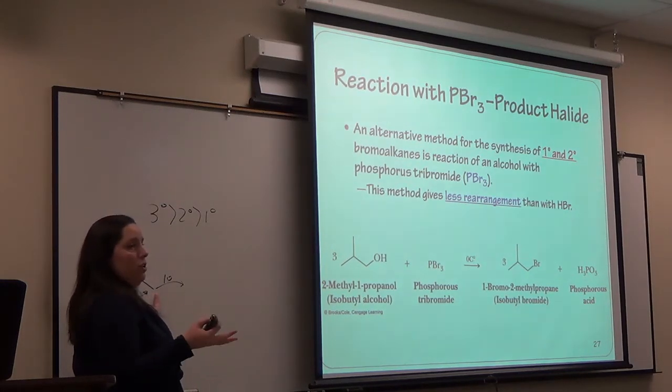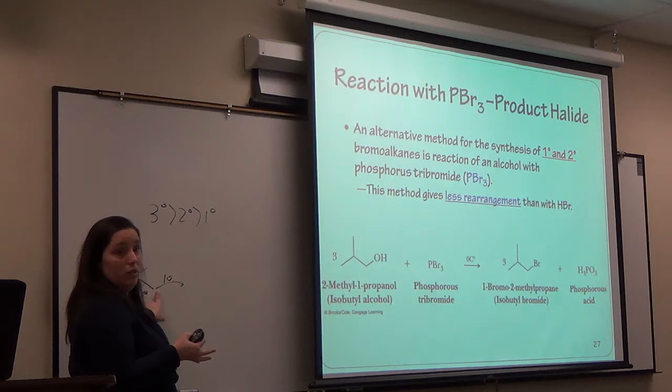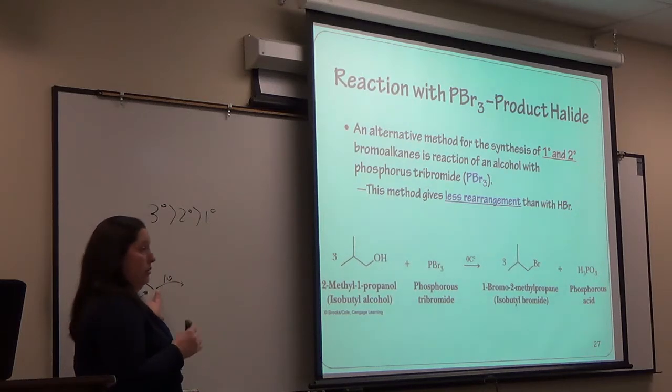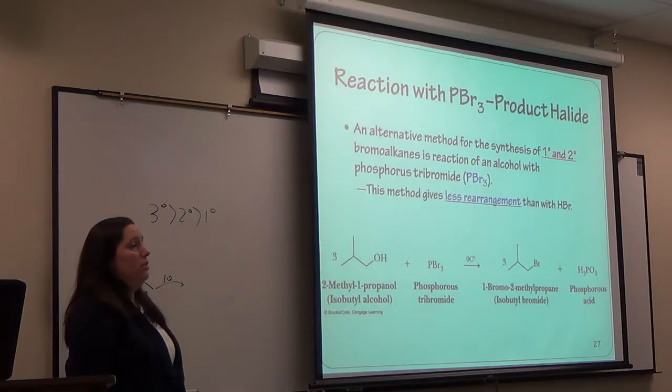So if you had HBr, the product would be here. If you use PBr3, the product would be here, right? So these are alternative mechanisms, depending on what you want the product to be. Does that make sense?